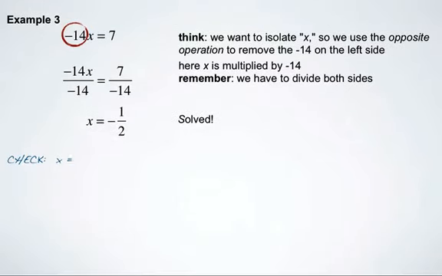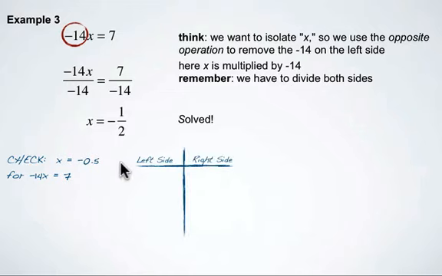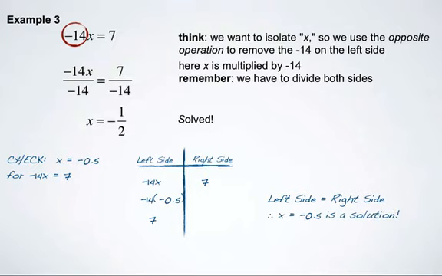We're going to check. And sometimes you can use the decimals when you check your answers because it's just a check for your own purposes. So left side is negative 14x, right side is 7. Negative 14 times negative 0.5 gives positive 7. Left side equals right side. X equal to negative 0.5 or negative 1/2 is a solution.